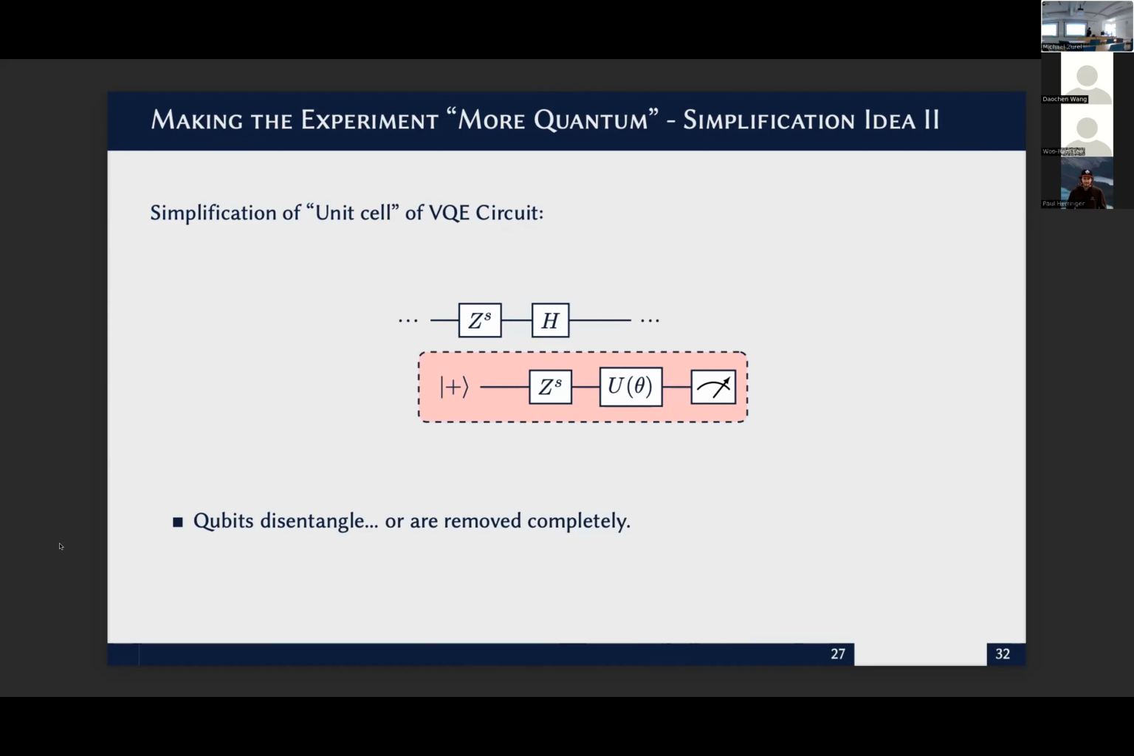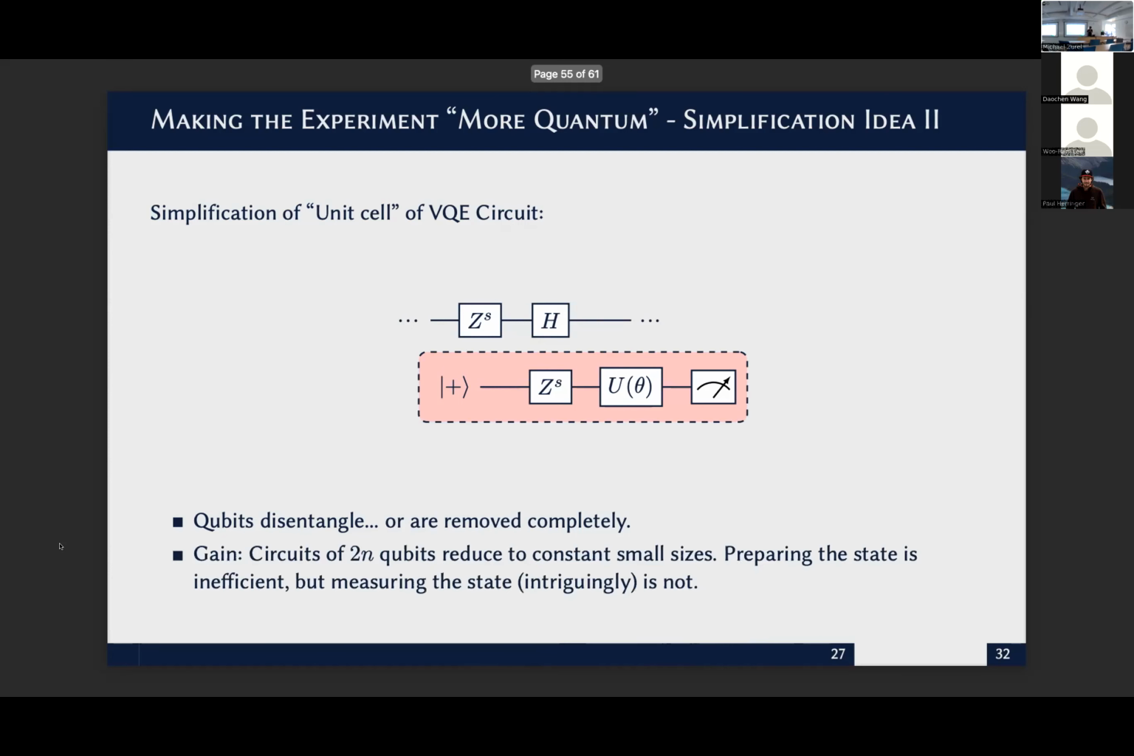And now, through these 2 simple observations, I've disentangled the qubit and also removed one completely. And through repeated application of this, I can condense my originally fairly large circuit to a very simple form. And I didn't show the case for the cluster state measurement here, but it turns out that basically for any ring size, one can condense a VQE circuit of size 2n to either just a circuit of size 1 or size 4.